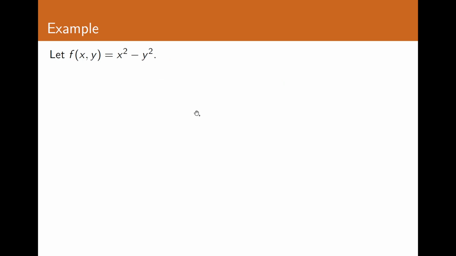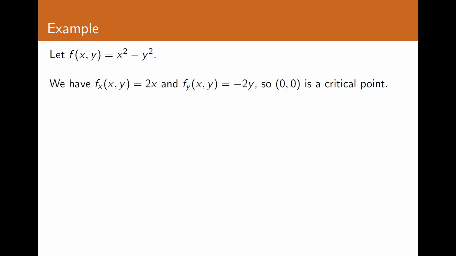One more type of example we want to look at before we move on. Let's look at f(x, y) = x² − y². Once again, the partial derivatives are easy to take. So f_x is 2x and f_y is −2y. Obviously these are both defined everywhere, so we're only looking at points where they're both 0, and they're both 0 only at the point (0, 0). So that's a critical point, and it's our only critical point for this function.